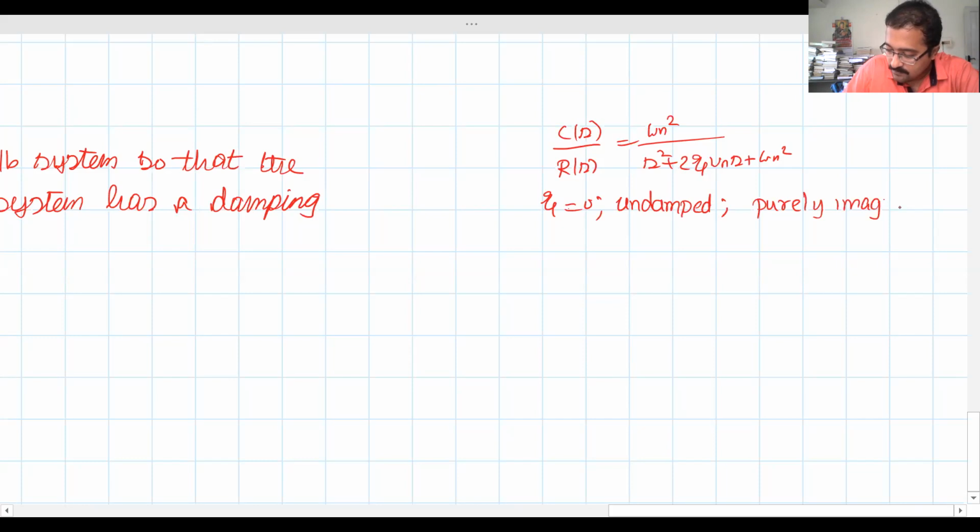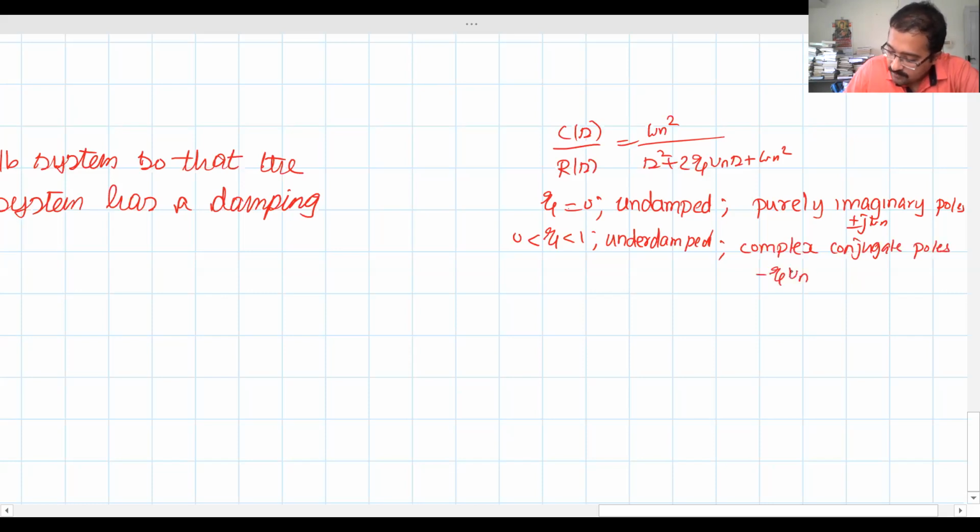Zeta between 0 and 1, then what's the damping? It is called an underdamped system. So this will be plus minus j omega n. So what will be the characteristic of the poles? They will be complex conjugate poles, and will be of the form minus zeta omega n plus minus j omega n into root of 1 minus zeta square.